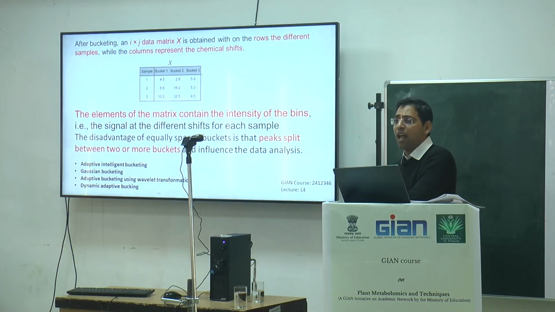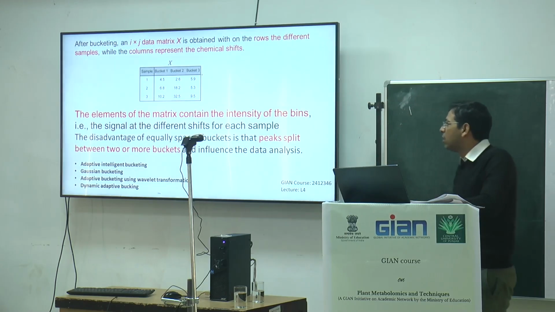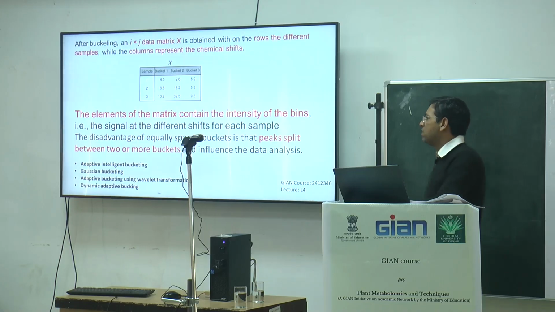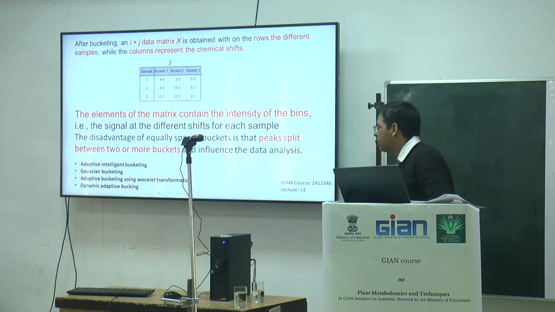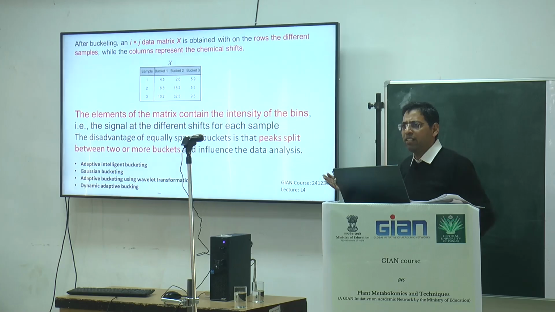Now many times you are doing the experiment in replicates. Two replicates are okay, but the third replicate gives an overall higher value than the first and second one, so you have to normalize it. This is the intensity of the signal at the different chemical shifts for each sample. The disadvantage is that, as I told you, the peak is sometimes split into 2 and 3, and that is why you have to do this.